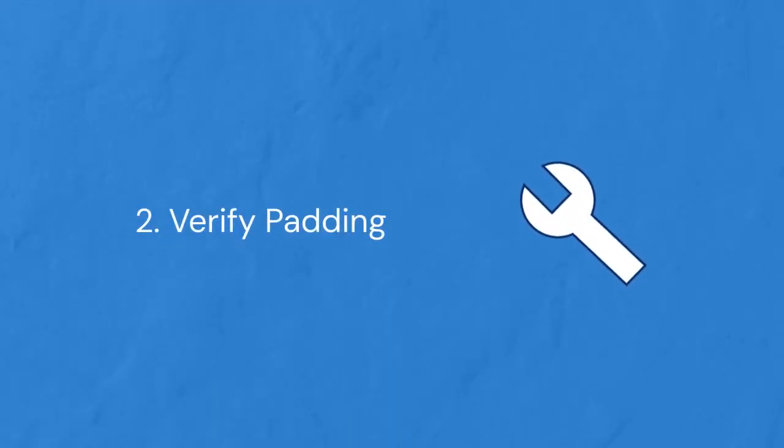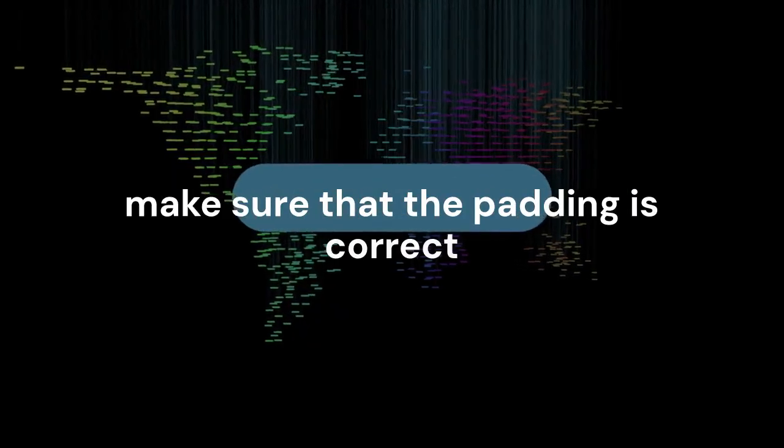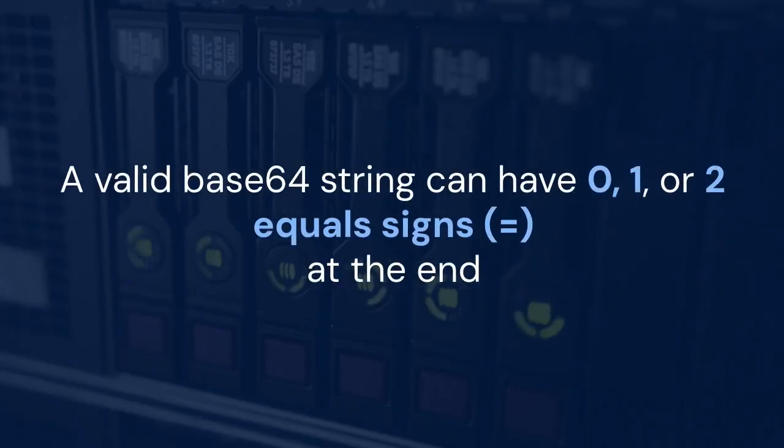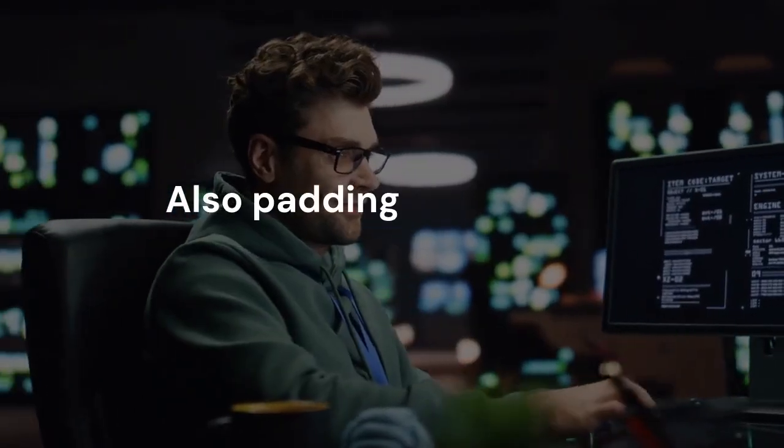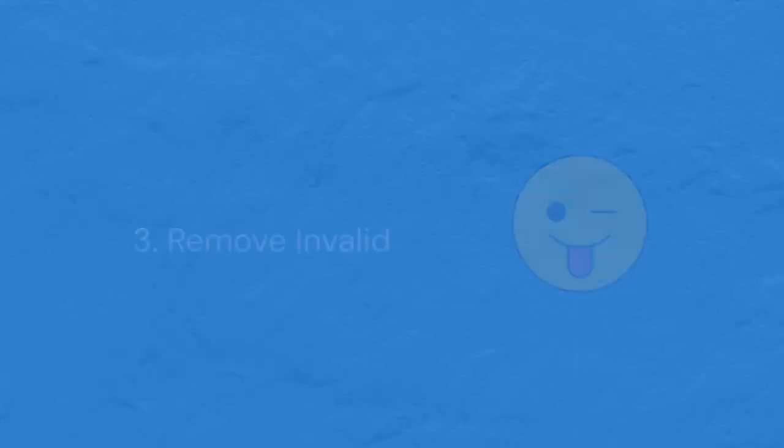2. Verify padding. Make sure that the padding is correct. A valid base 64 string can have 0, 1, or 2 equals signs at the end. It should never have 3. Also, padding should only appear at the end of the string.